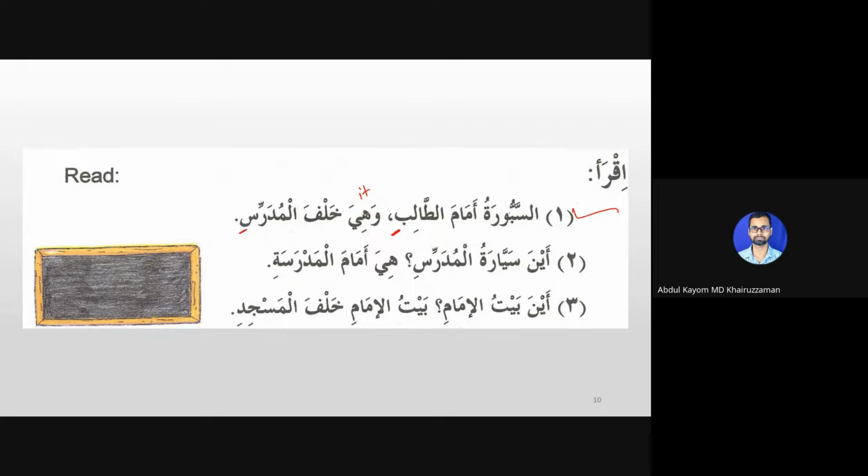So here we say "it" because we are saying black about the blackboard, sabura. It is behind the teacher. السبورة أمام الطالب وهي خلف المدرس. Next one.